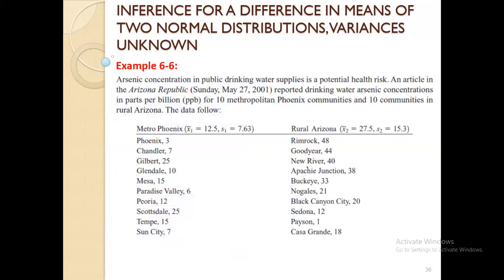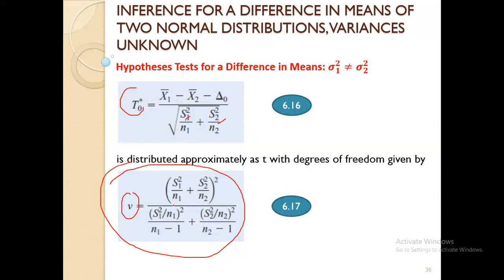Okay, for this example, everything is the same, right? Except the degree of freedom that you use to estimate T0 is different. That's right. The t critical range is different.